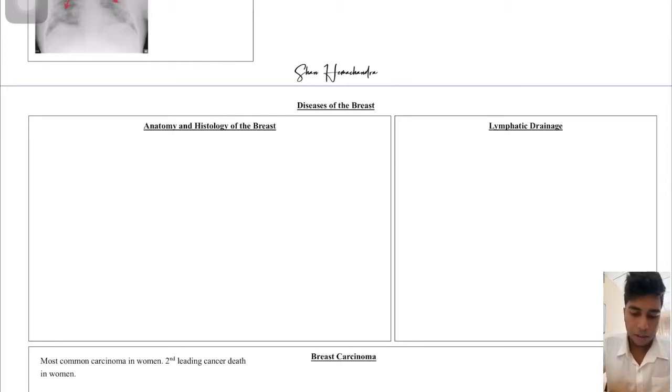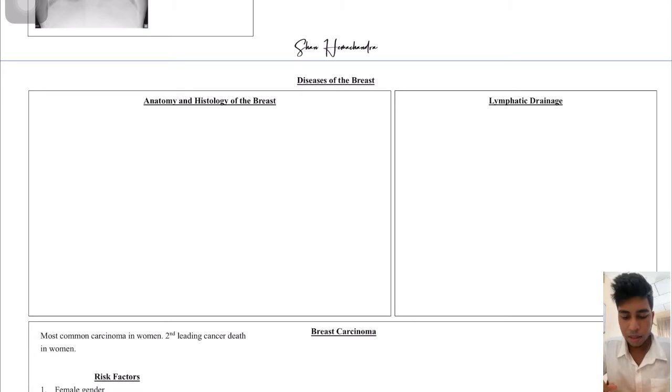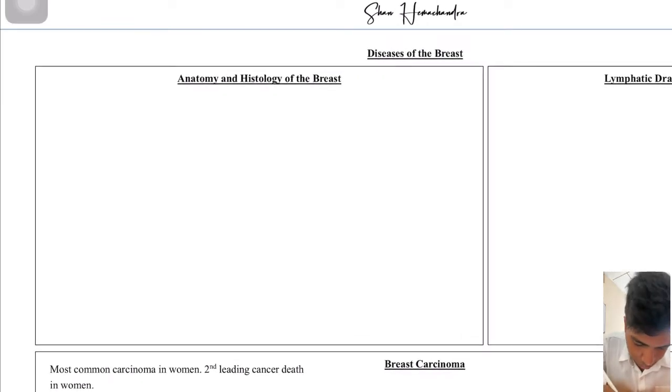Okay guys, let's start breast pathology. First, I will talk about the anatomy of the breast. You need to know about the structure of the breast before you learn the diseases associated. So first we'll draw the breast outline.